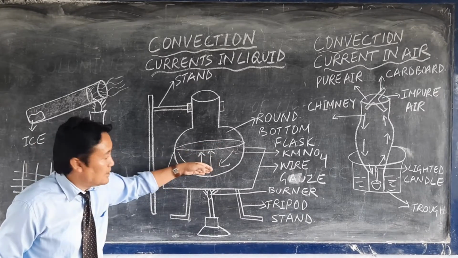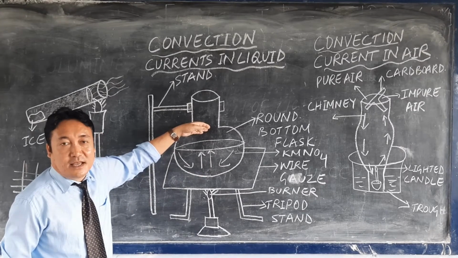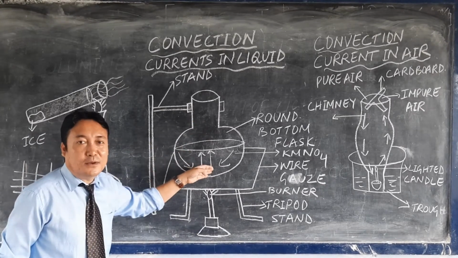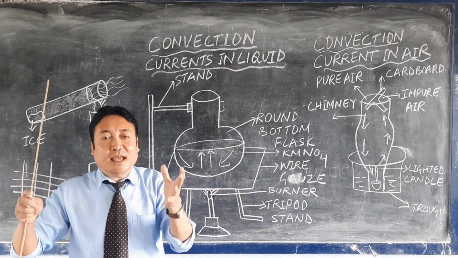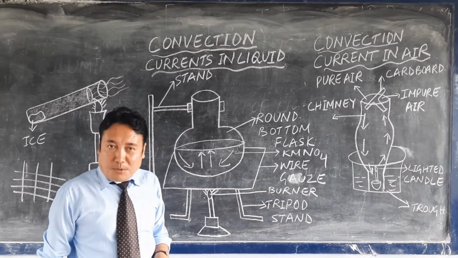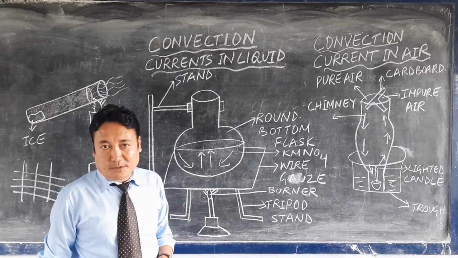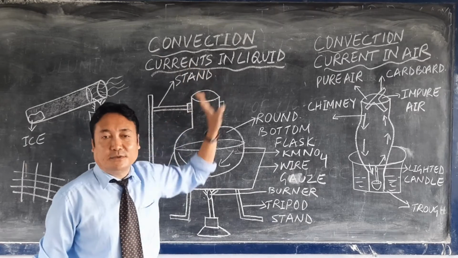Now the cold water will come. Cold water will also get heated up. Again, this will rise, and again the remaining cold water comes down. Again, it rises. This process continues until the entire water in the round bottom flask is heated up. So this experiment shows the convection current in a liquid.